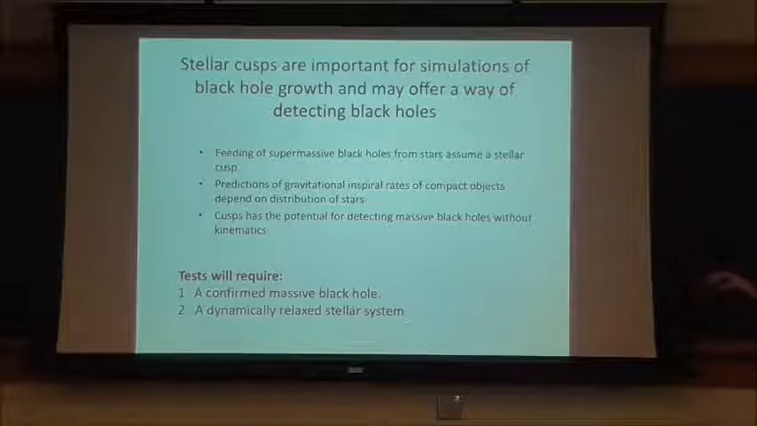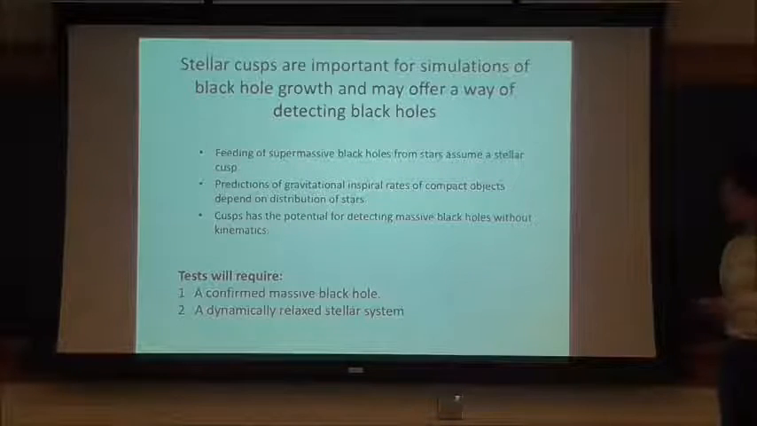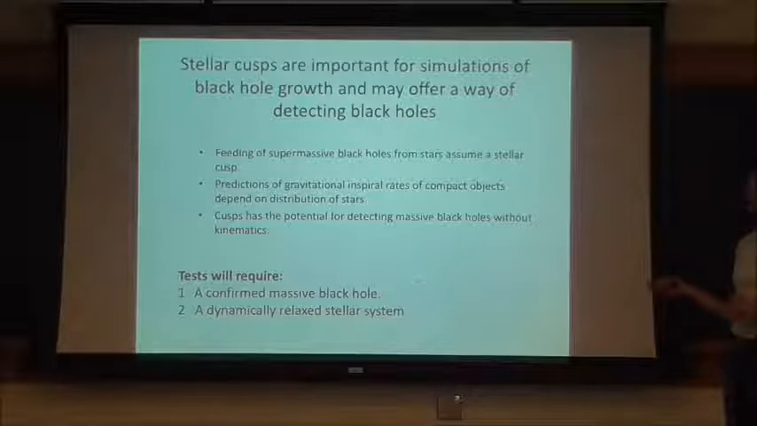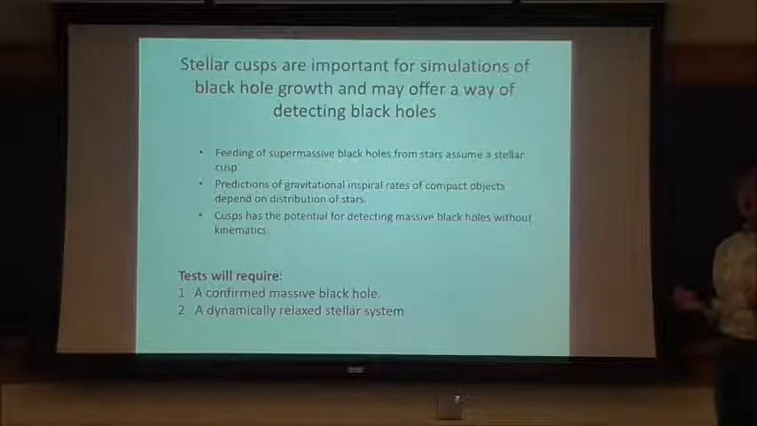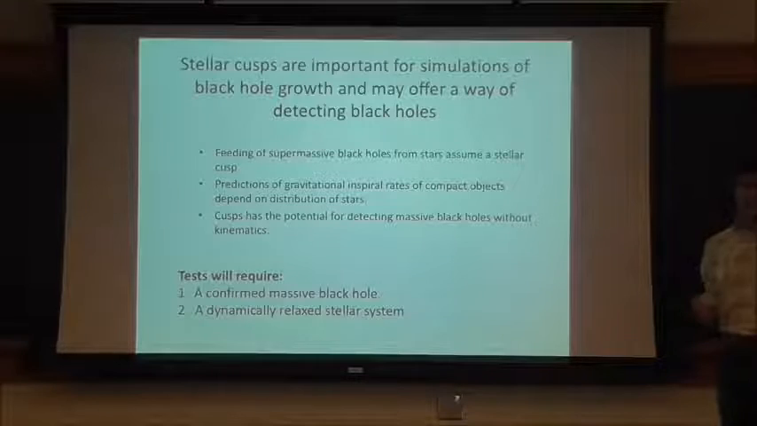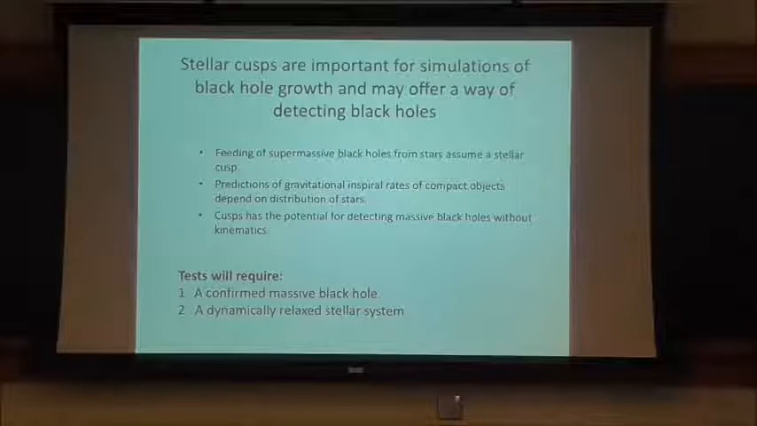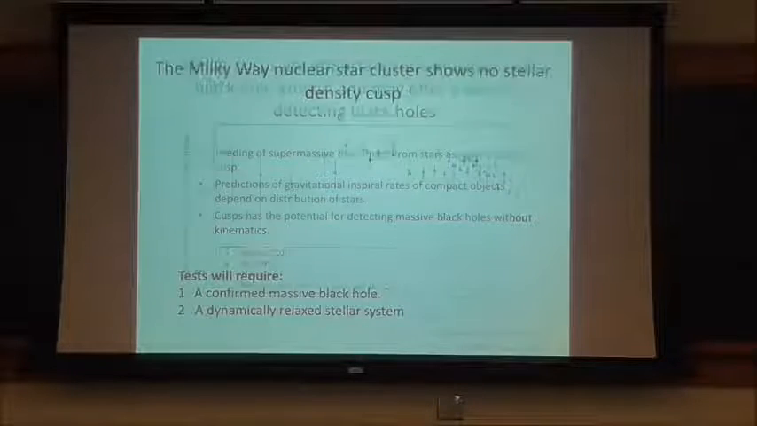It was also initially thought of as a way of maybe detecting black holes without stellar kinematics. But in order to test this, you need a confirmed black hole and you need a dynamically relaxed system. The Galactic Center definitely has a black hole. So these young stars are about a giga-year-old, or older, and so they're kind of in the regime of being dynamically relaxed, so you can potentially test them.